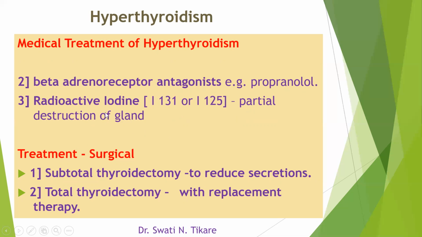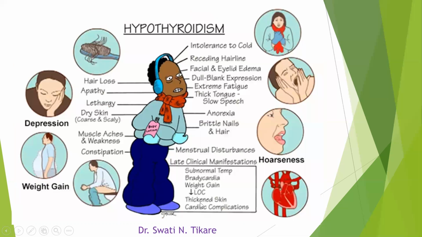Okay, it has to be done very carefully. Then, if the medical line of treatment doesn't work, surgical treatment is subtotal thyroidectomy to reduce the secretions. Normally, the person has to be made euthyroid. Afterwards, only surgery is done. When the person is hyperthyroid, no surgery will be done. Okay. First, medical line of treatment is done, then subtotal thyroidectomy to reduce the secretions, or total thyroidectomy with replacement therapy. Any of the two can be done. So this is about hyperthyroidism and hypothyroidism.